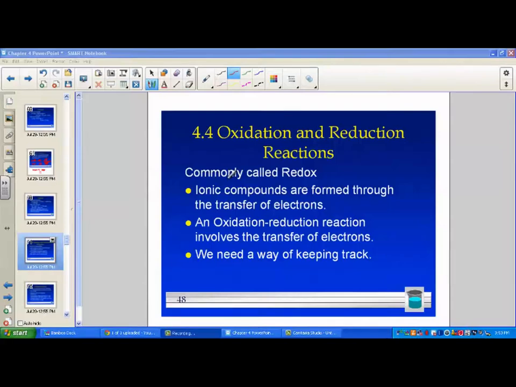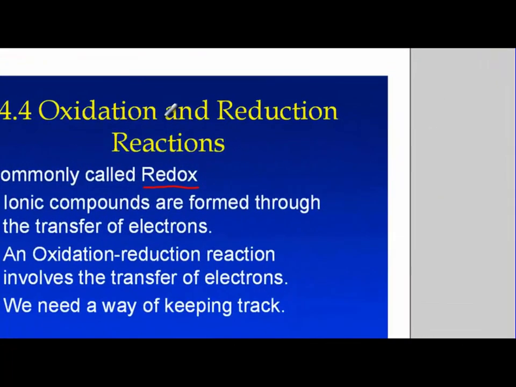This part of our chapter deals with reactions that are known as oxidation and reduction reactions. This is probably a brand new topic to most students listening to this lesson. Redox reactions, that's the short word for putting together oxidation and reduction. They're commonly called redox.